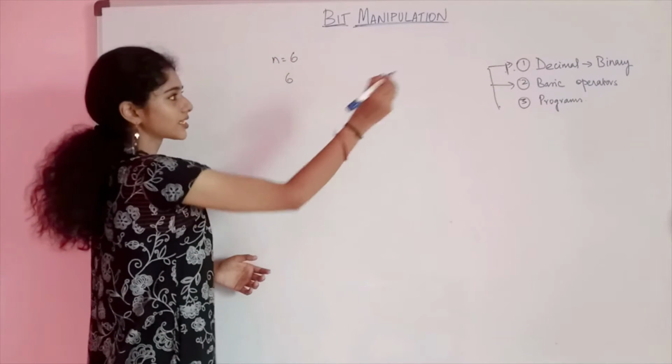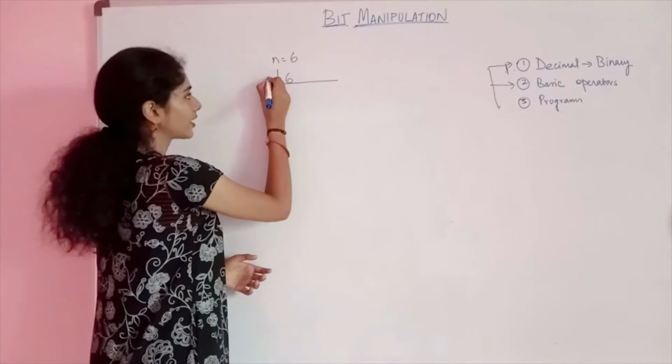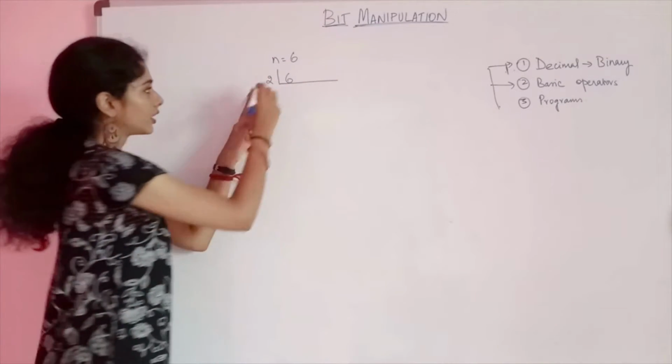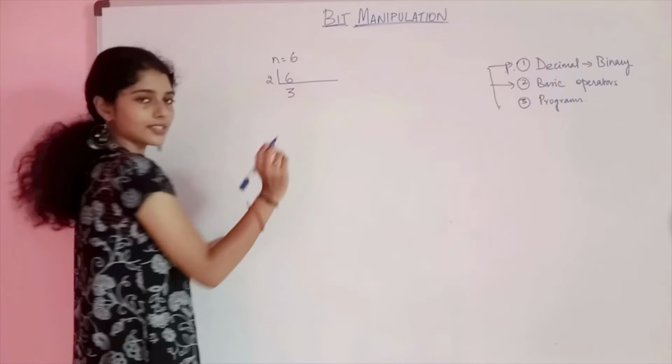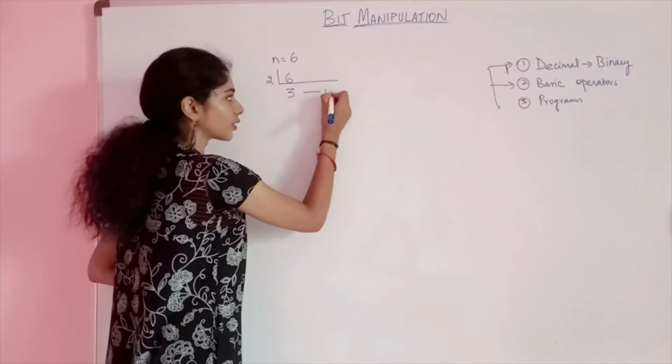So to convert this decimal to binary, what should you do? First of all, divide by 2. Alright, so when you divide by 2, what happens? Divide by 2. 2 3s are 6. Alright, so what is the remainder? The remainder is going to be 0.